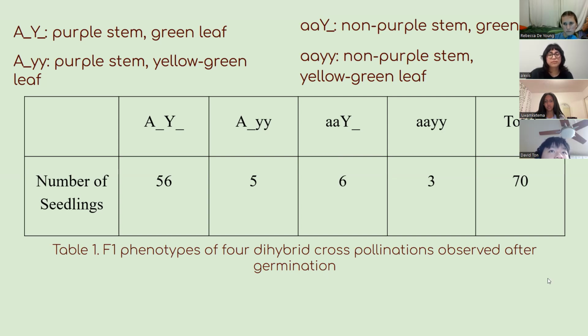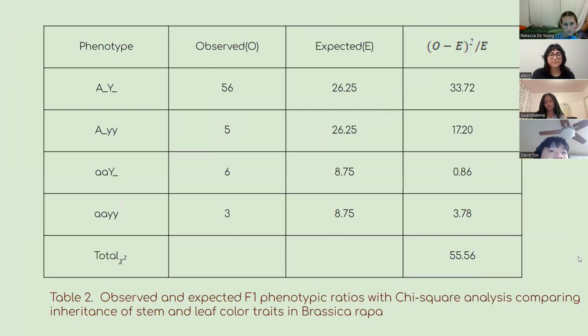Based on a cross between a homozygous recessive parent and a heterozygous dominant parent, we expected a 1-1-1-1 phenotypic ratio in the F1 generation. However, because our phenotypic groups combine multiple genotypes, the expected values were not perfectly even. In table 2, next slide, please. The adjusted expected counts are about 26 seedlings each for the 2 dominant phenotypes and about 9 seedlings each for the fully recessive phenotypes.